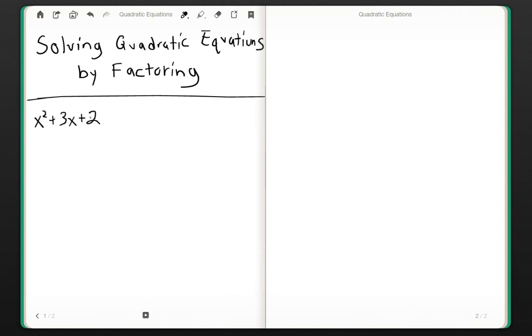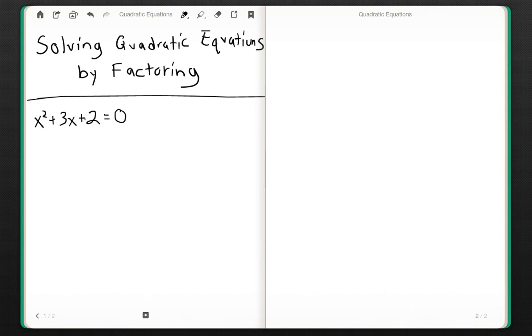The only difference is that now, instead of just having an expression here that we need to factor, we're going to set it equal to 0. So now we have an equation, and we can solve for x. This is a quadratic equation. But what we do is the exact same thing. We just factor this expression.